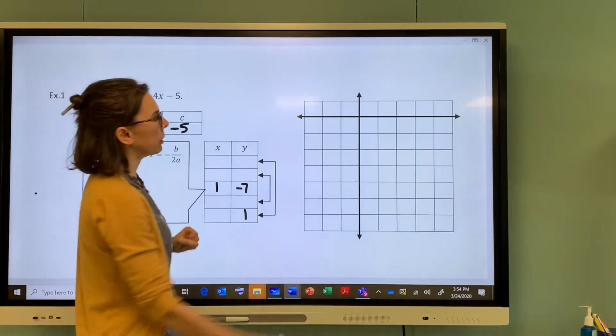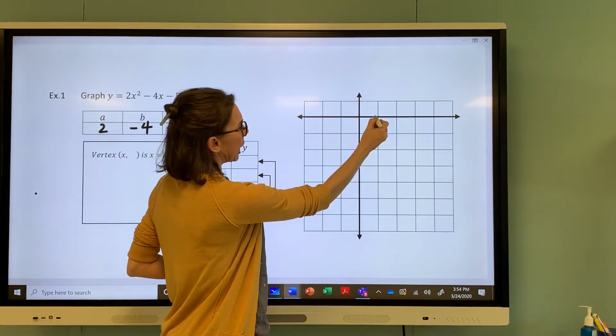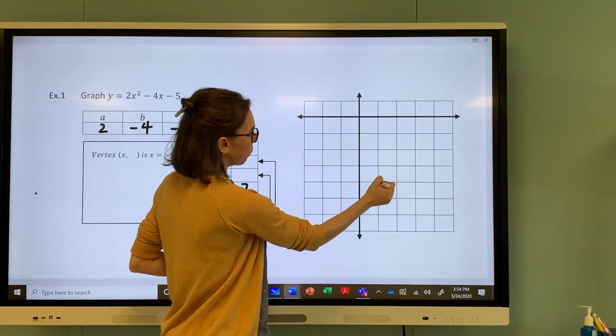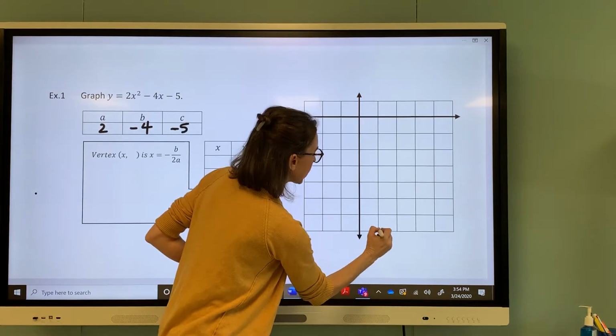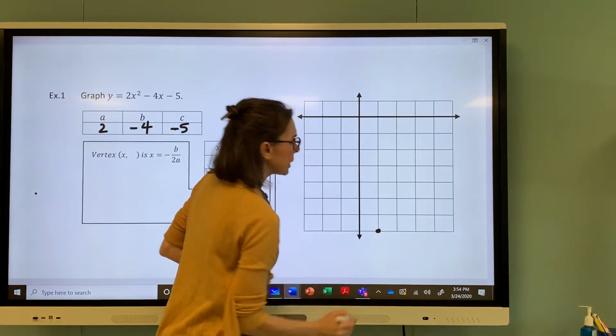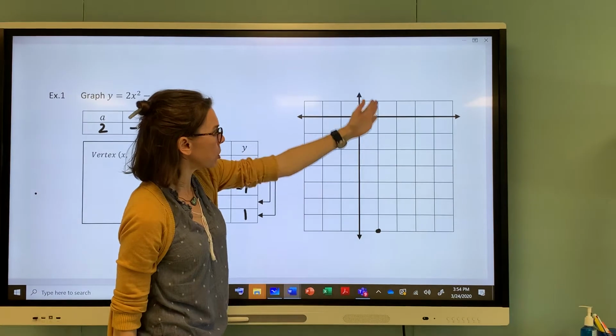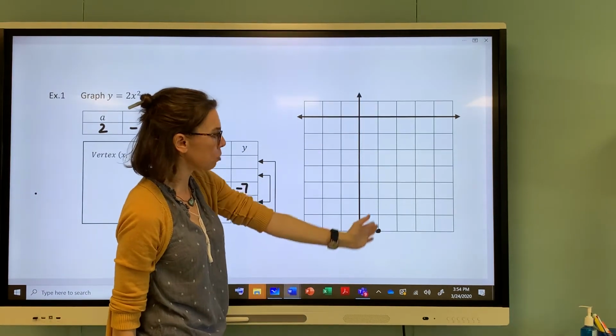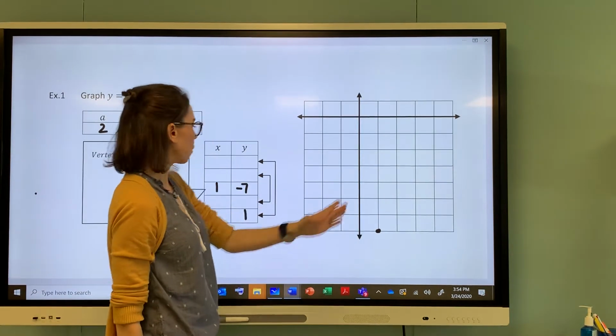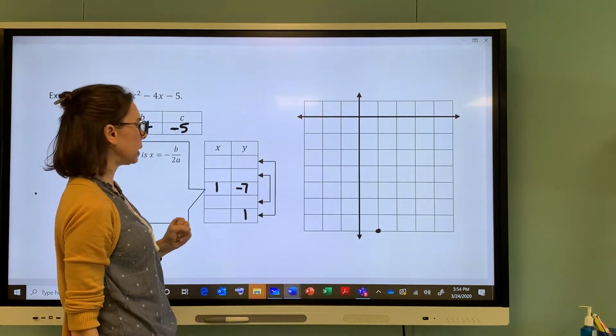1, -7. So we go over 1 and down 7. 1, 2, 3, 4, 5, 6, 7. There's our vertex. It's sitting on the axis of symmetry, which is x equals 1. That's our axis. Our vertex is 1, -7.